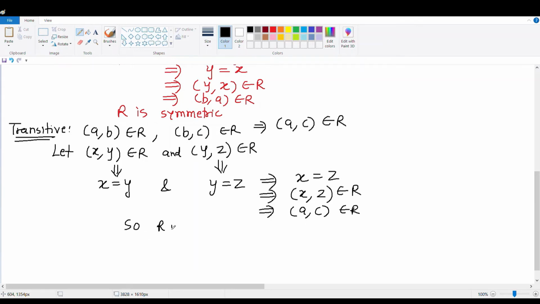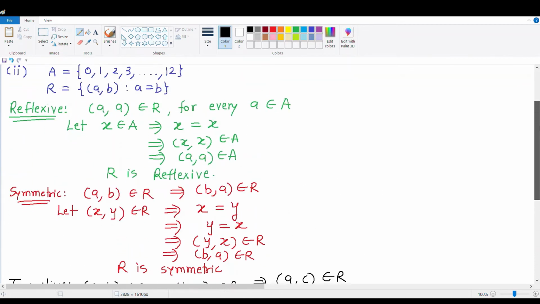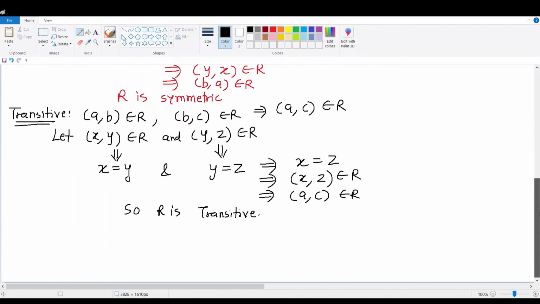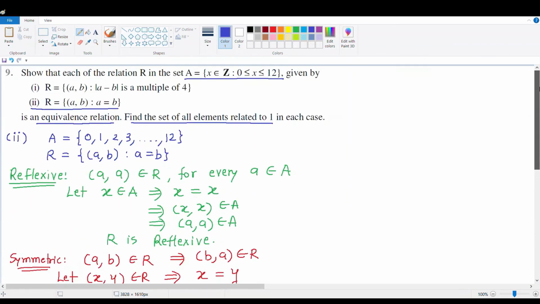So R is transitive. R was all three. We proved first that R is reflexive, then we showed R is symmetric, and then we showed R is transitive. And since it is all three, we are going to write: hence, R is an equivalence relation. Now the second part of the question was what? That after we show that, we need to find the set of all elements related to 1.